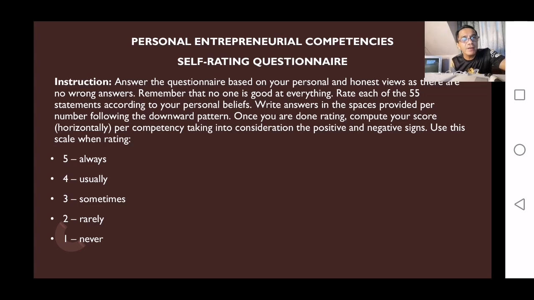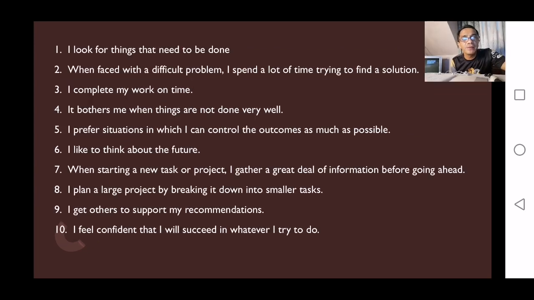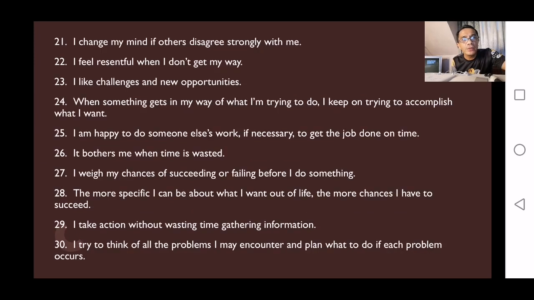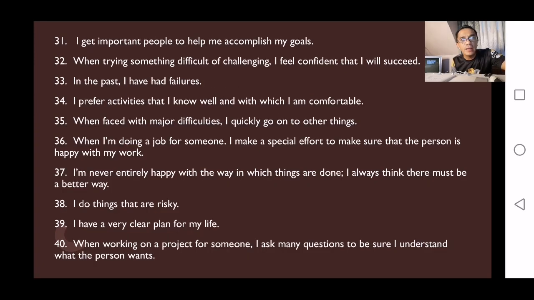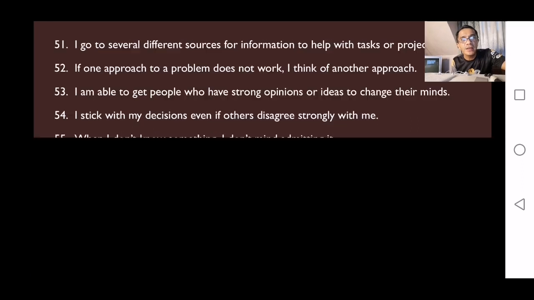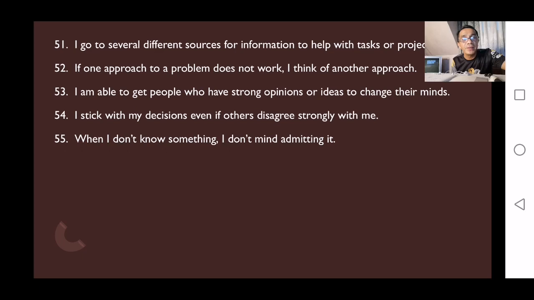And we have here the 55 questions. So siguro hindi ko nababasahin lahat to para hindi maubos yung oras natin sa discussion dito, but you have to go over each of the questions here. So we have the first 10 questions on this slide. We have 11 to 20, 21 to 30, then hanggang 40, hanggang 50 naman yung nandito sa slide na to, and then we have until 55.